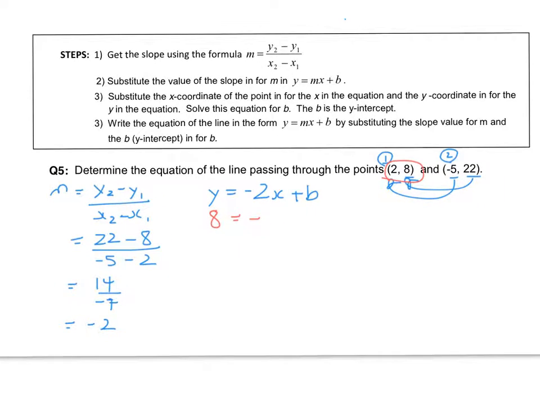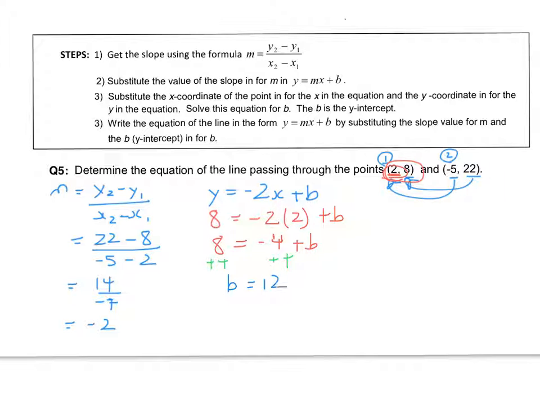The 2 is going to go in there, and the x gets replaced with the 2 from the point right here. And then we have our plus b. We calculate that. We get 8 is equal to negative 4 plus b. Get b by itself. The thing keeping b from being alone is the minus 4, so we're going to add 4 to both sides. We get 12 is equal to b.